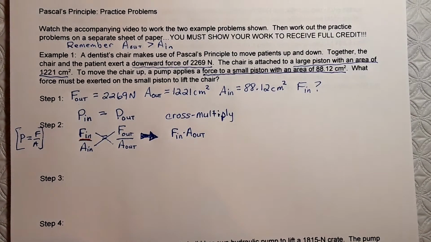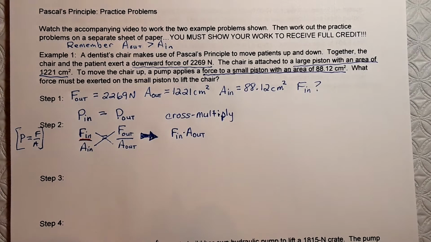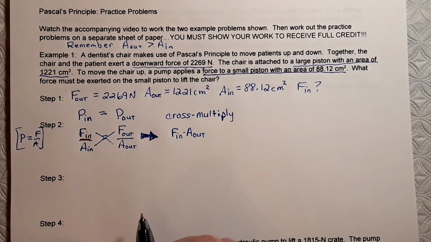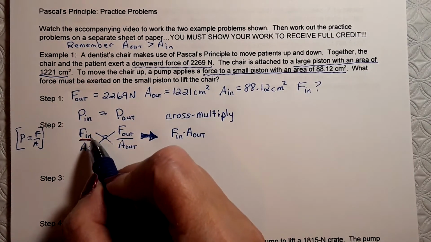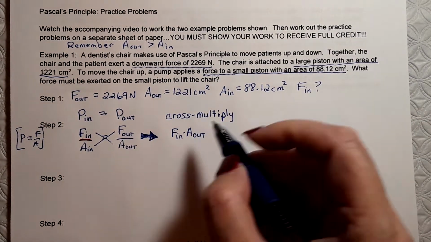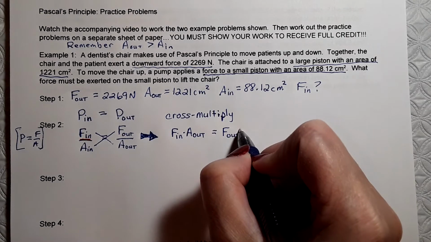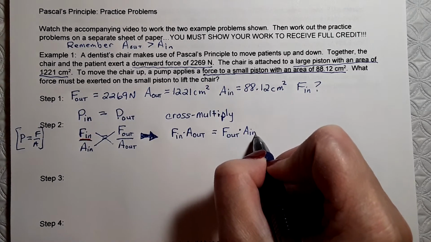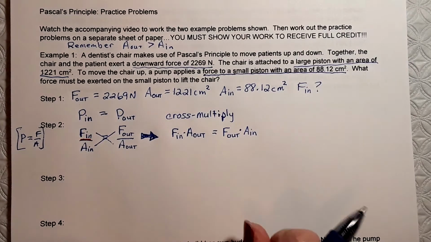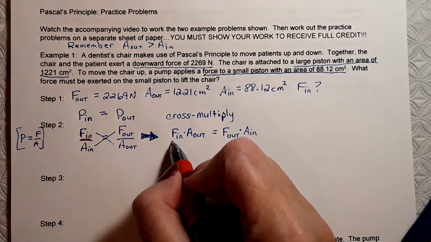We're going to multiply those two. And if you don't know, the dot just means multiply the two. It's shorthand for doing a times. Okay? Now, we've done those two. Now let's cross multiply these two. Cross it over and you get F out times A in. So we've cross multiplied both sides and here we go. We've got this now. Now remember, we're still wanting this one.